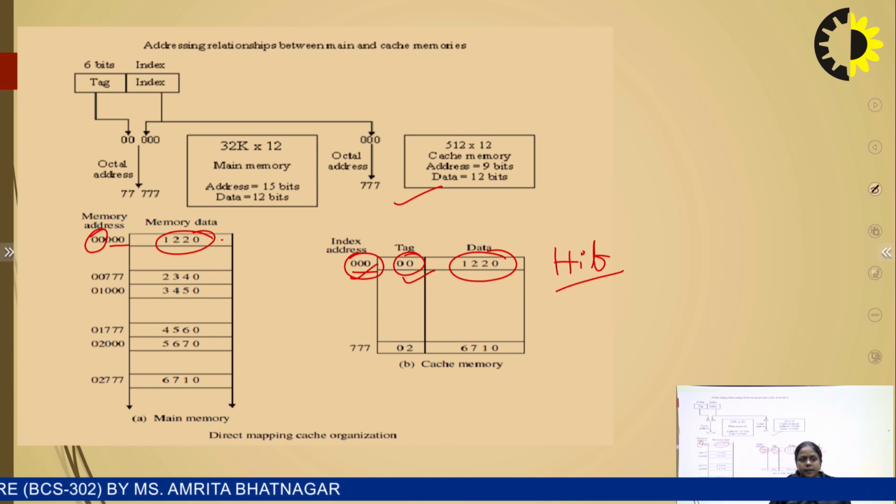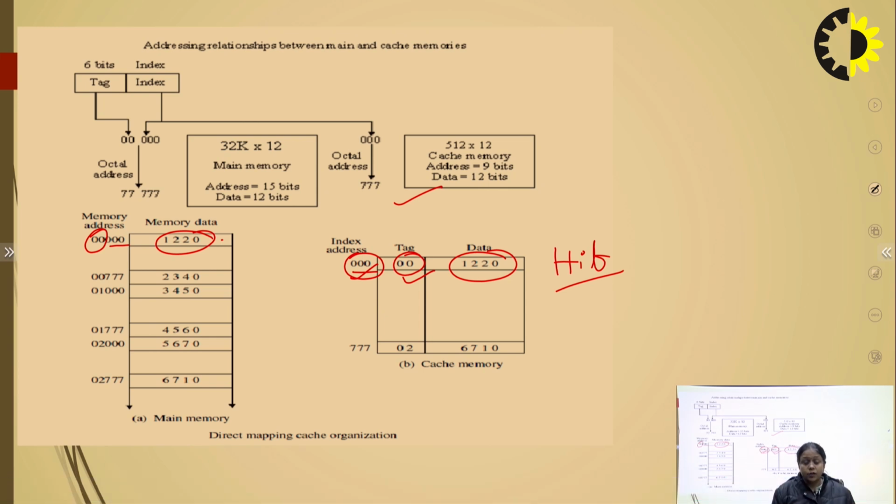So by this example, we can see that the disadvantage of associative mapping is reduced in direct mapping, but this direct mapping also has some disadvantages, because in this case we will have fewer hits. There is a chance of more misses, and if the misses increase, then the efficiency of the cache is reduced. So this is the main disadvantage of direct mapping.